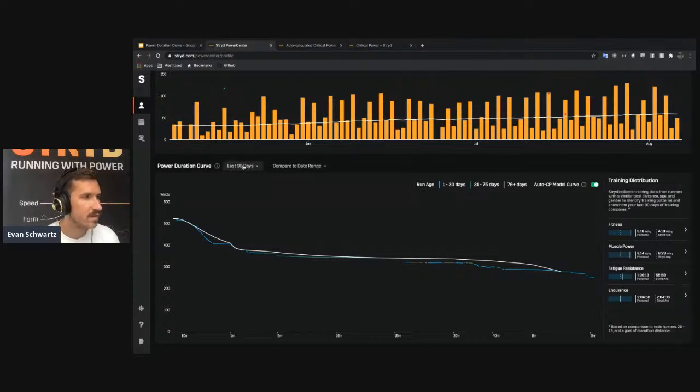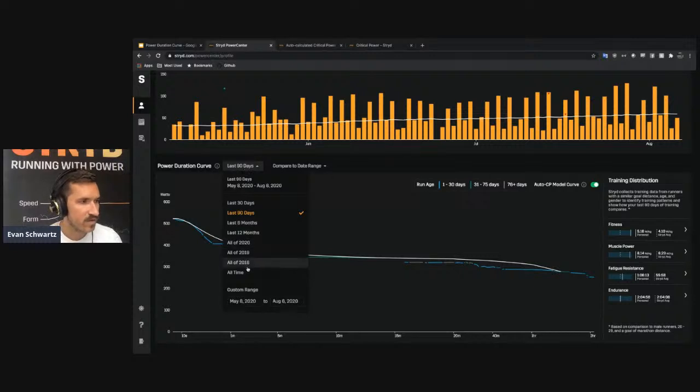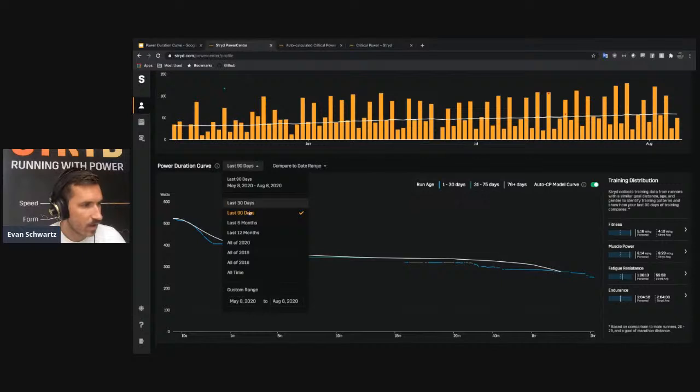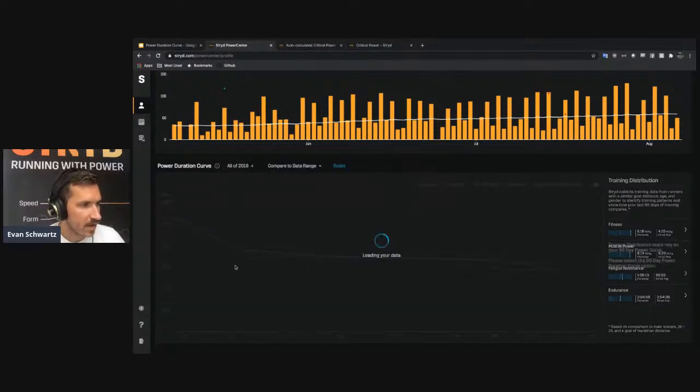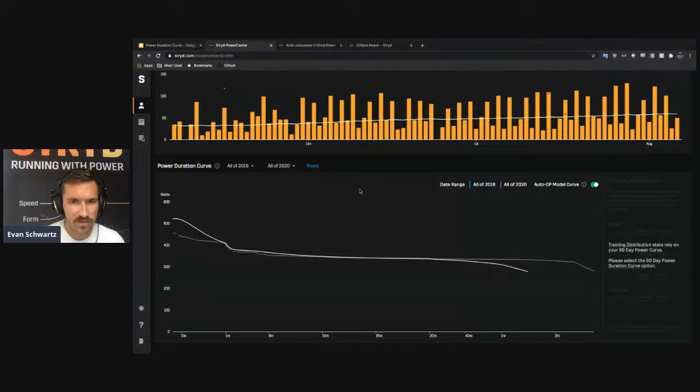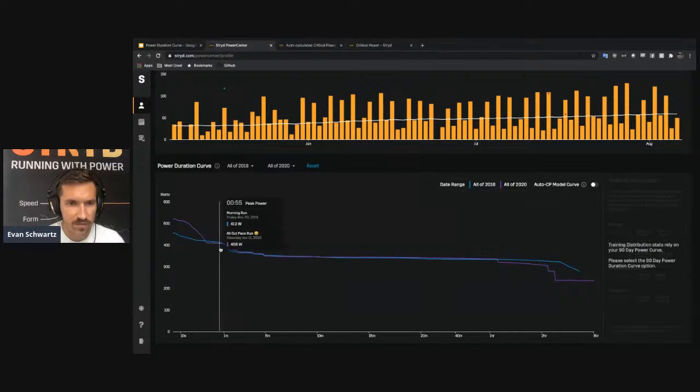So that defaults to the last 90 days, but we can use a comparison over time. And I'll just give a quick demo of this. So let's look at all of my 2018 data, and then I want to compare it to all of my 2020 data. So we're going to load up all this data, and then we can start to see not only my modeled curve too, but we can start to see this data here.